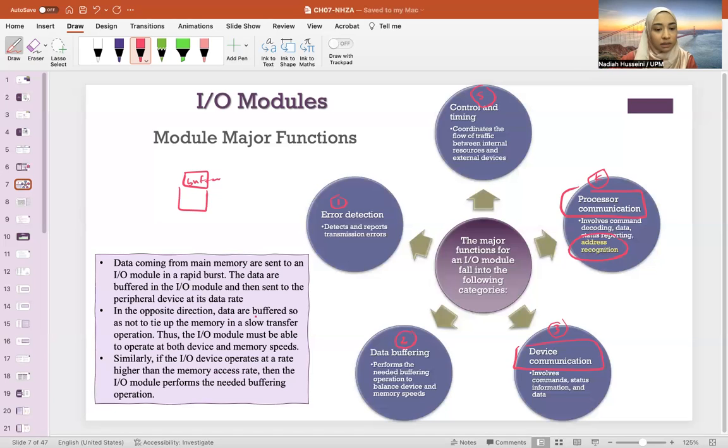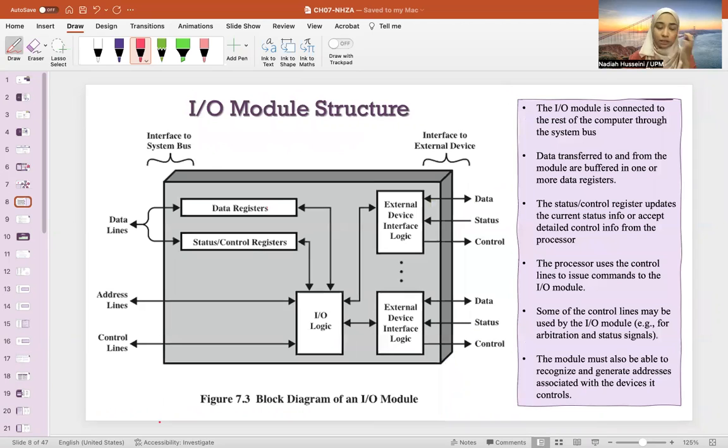Okay, in the opposite direction, data are buffered so as to not tie up memory in a slow transfer operation. So this is basically a detailed explanation of what I told you earlier. Similarly, if the I/O device operates at a rate higher than the memory access rate, then the I/O module performs the needed buffering operation. Okay, so that is your buffer operation.